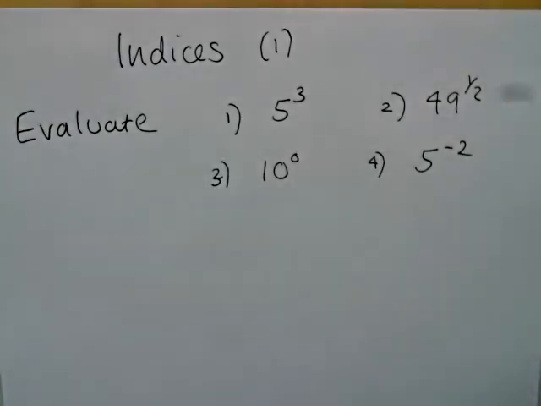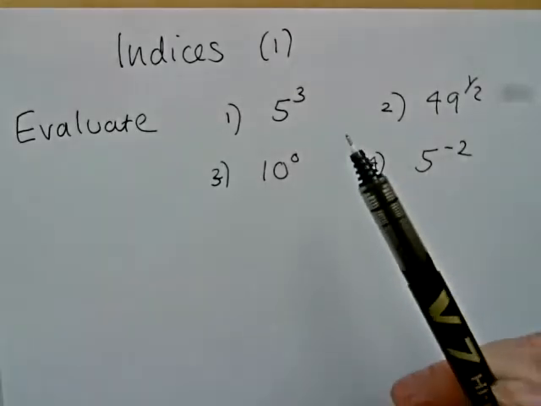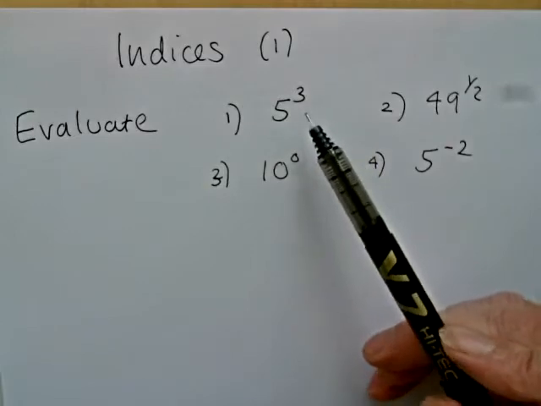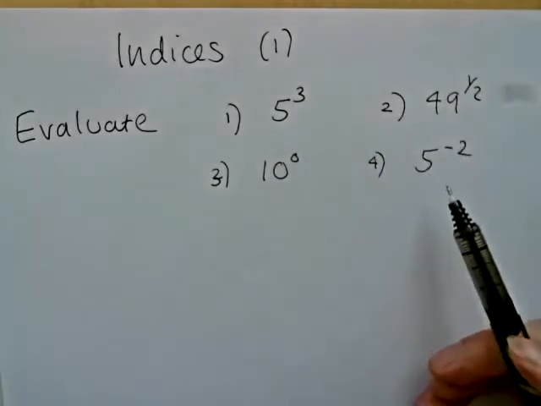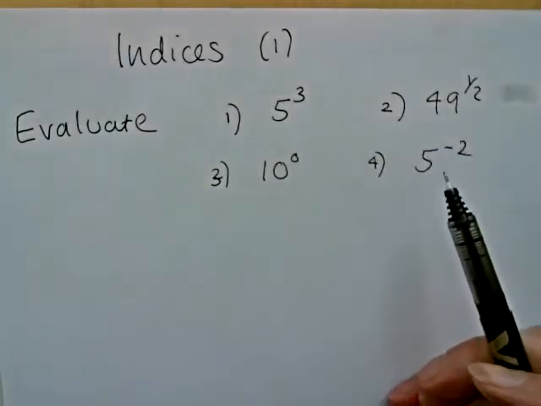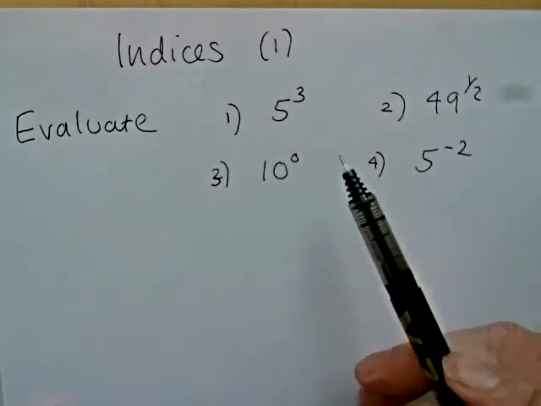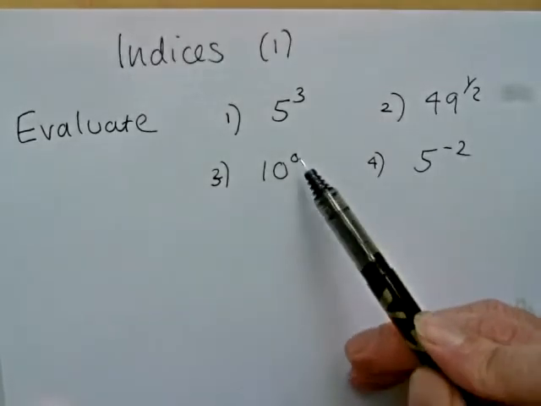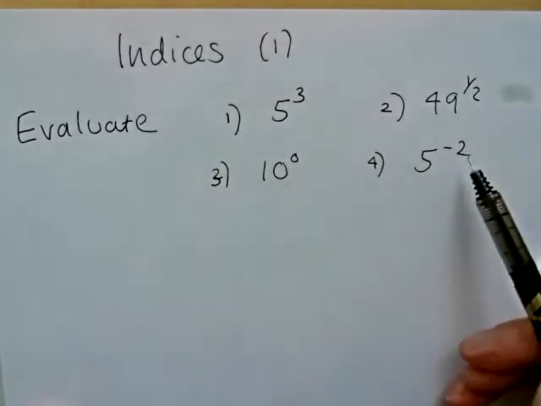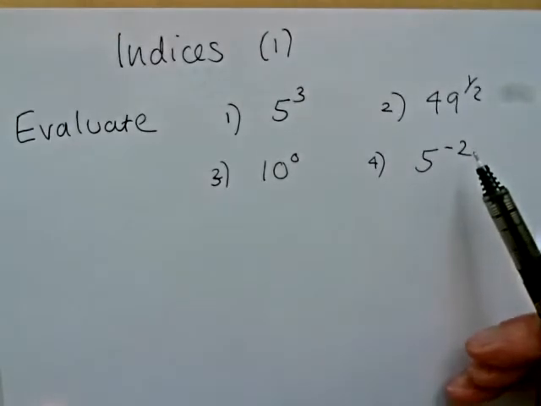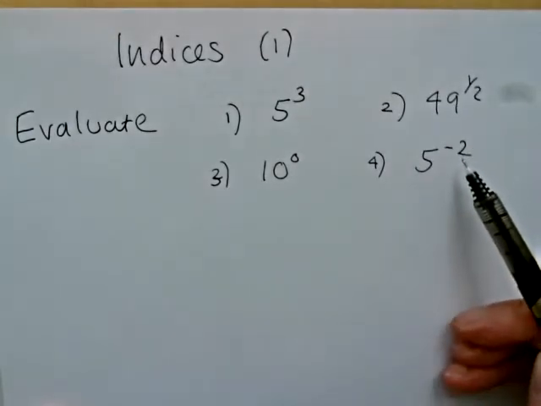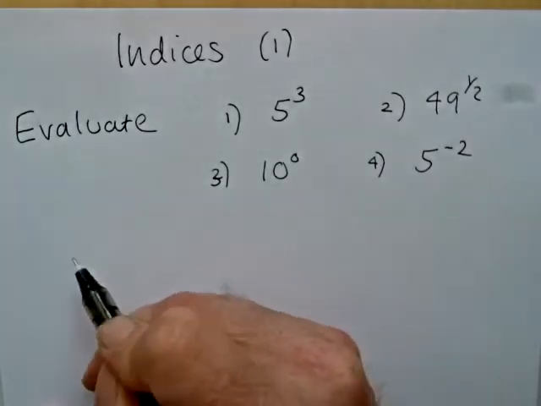Okay, quite often at GCSE we're asked to deal with evaluating some numbers that are raised to a particular power or index. And these are fairly simple ones that if we just practice them a few times for the exam we should get right. So we need to know the meaning of the 3 as a power, the 0 as a power, the half and the -2. And these are asked time and time again in the exams.